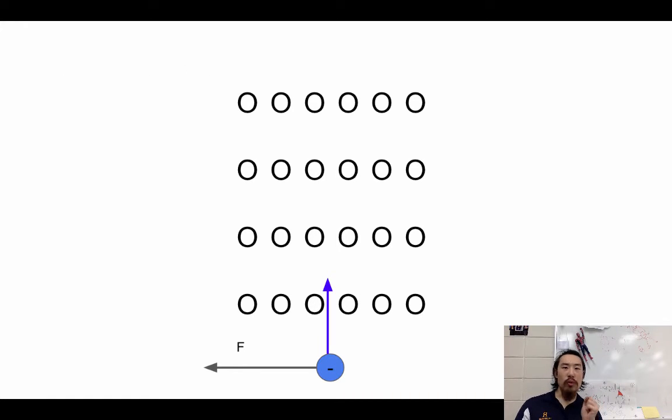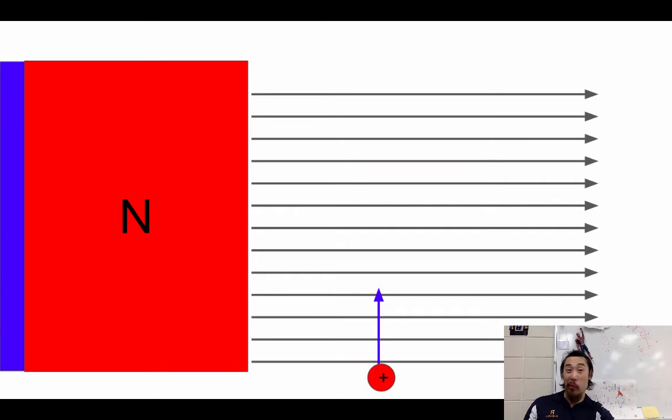Wow. How about this one? So we have a charge and it's moving upwards. The field is pointing towards you. And if this were a positive charge, it would feel a force to the right. But it doesn't because it's a negative charge, so it feels a force to the left. Wow. Amazing.